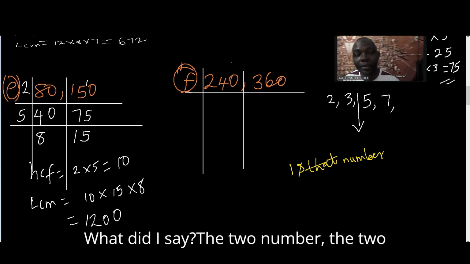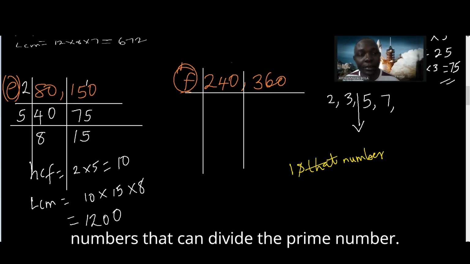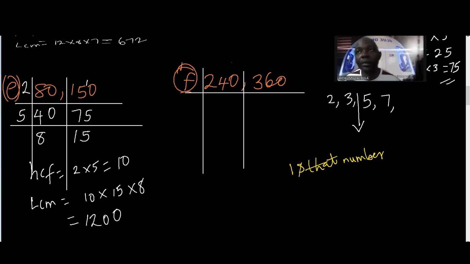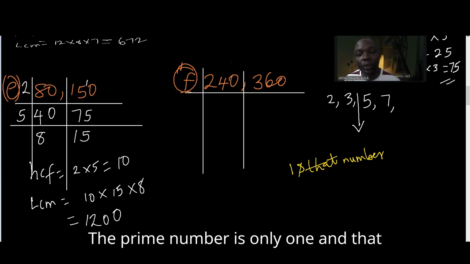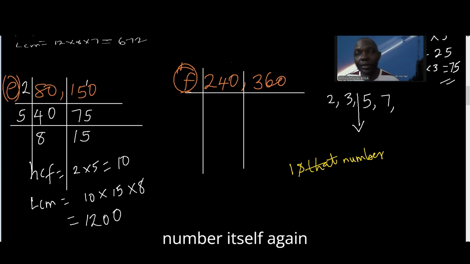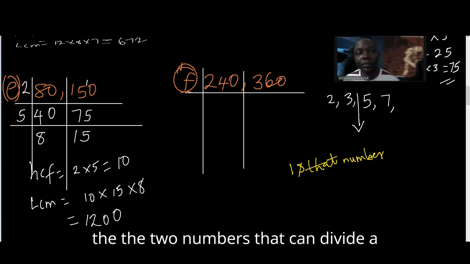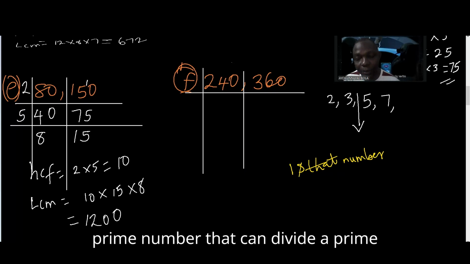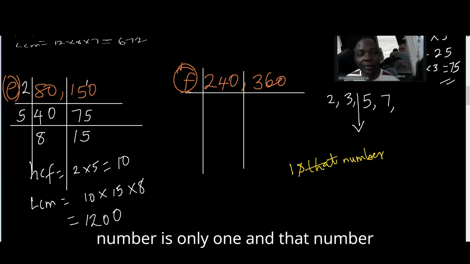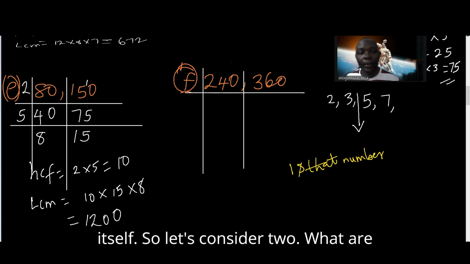What did I say? The two numbers that can divide a prime number are only 1 and that number itself. Again, the two numbers that can divide a prime number is only 1 and that number itself.